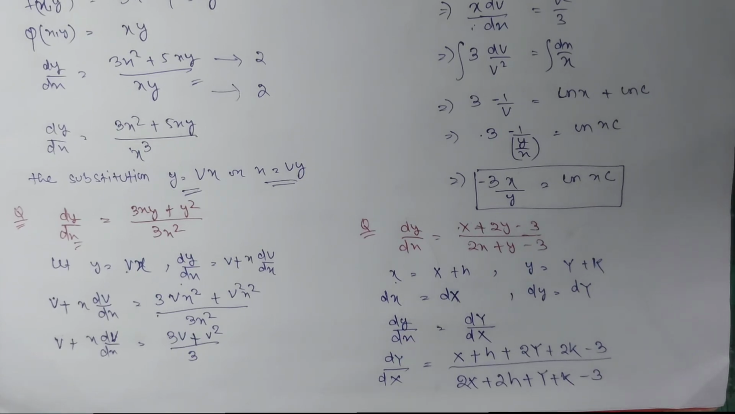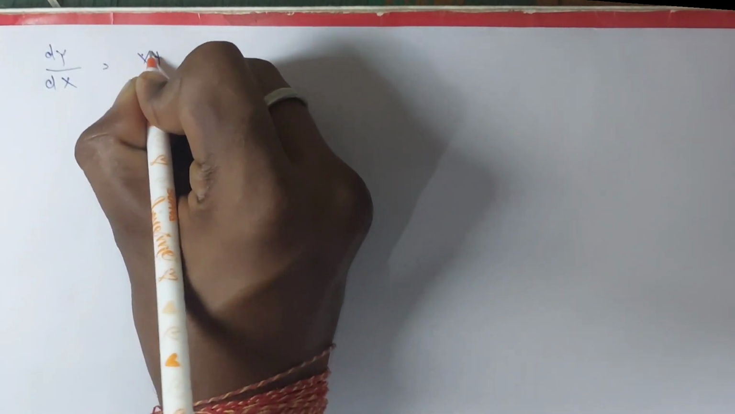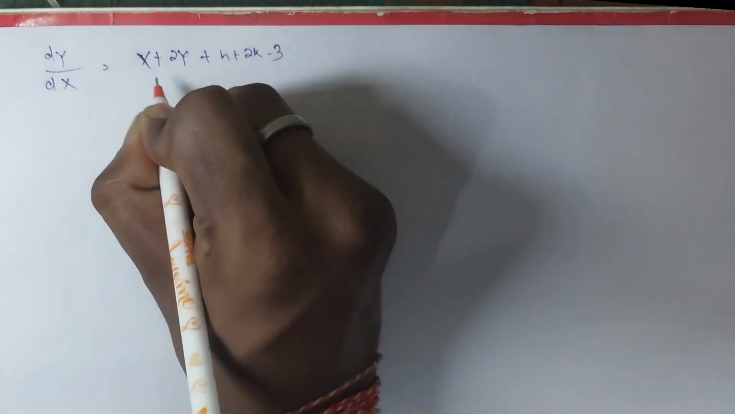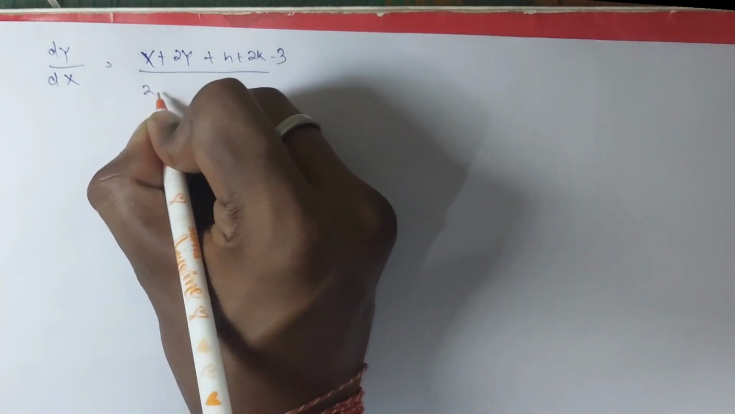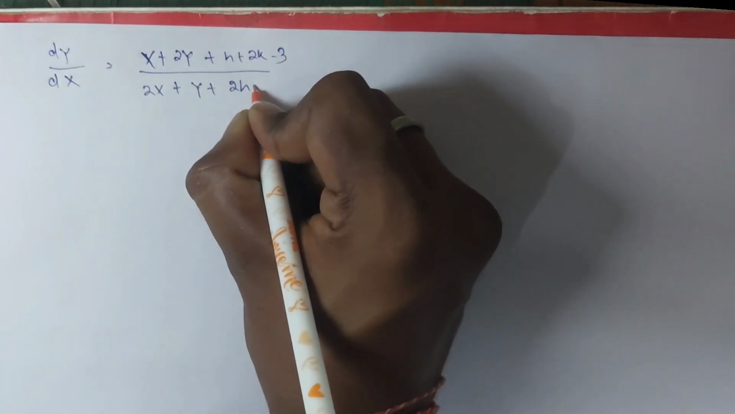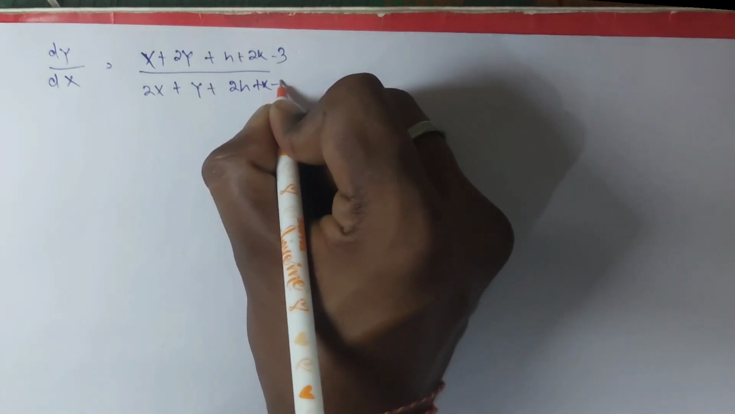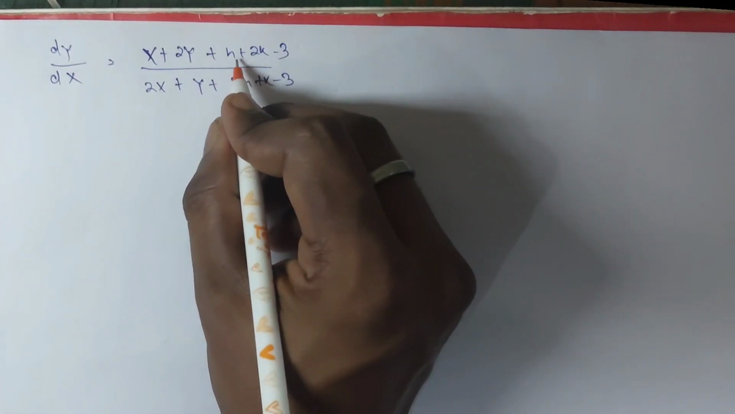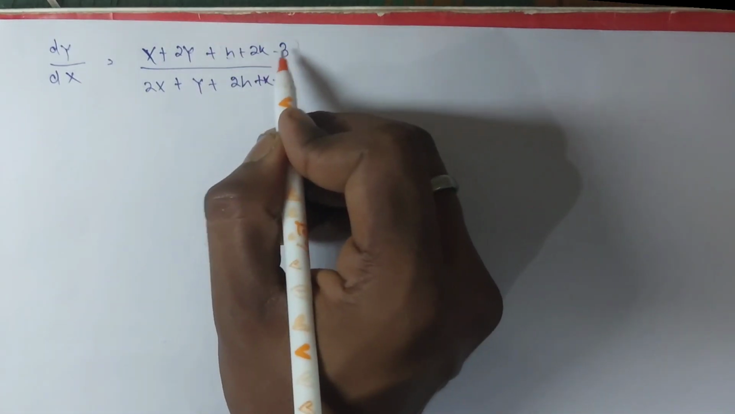Now rearrange this a little bit, then we will get dy by dx equals x plus 2y plus h plus 2k minus 3, and 2x plus y plus 2h plus k minus 3, where h and k are arbitrary constants. We choose the constant values in such a way that this term wholly vanishes.